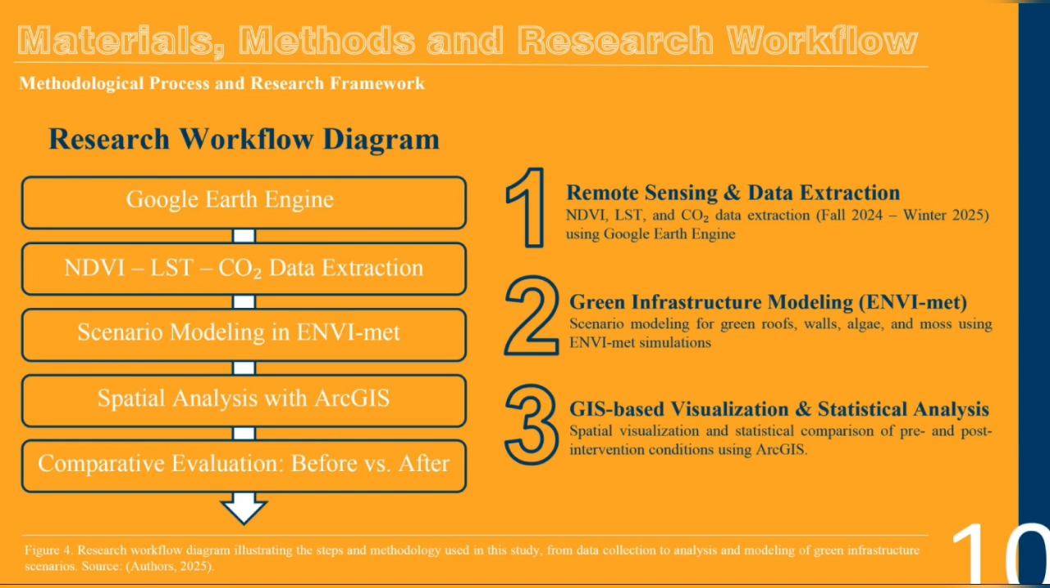First, satellite-based remote sensing was used to extract NDVI, carbon monoxide, and land surface temperature data for Karaj from fall 2025 using Google Earth Engine. Then green infrastructure scenarios including green roofs, living walls, algae systems, and moss panels were modeled with ENVI-met to simulate environmental impact. And finally, spatial visualizations and statistical analysis were conducted using ArcGIS to compare pre- and post-intervention outcomes.